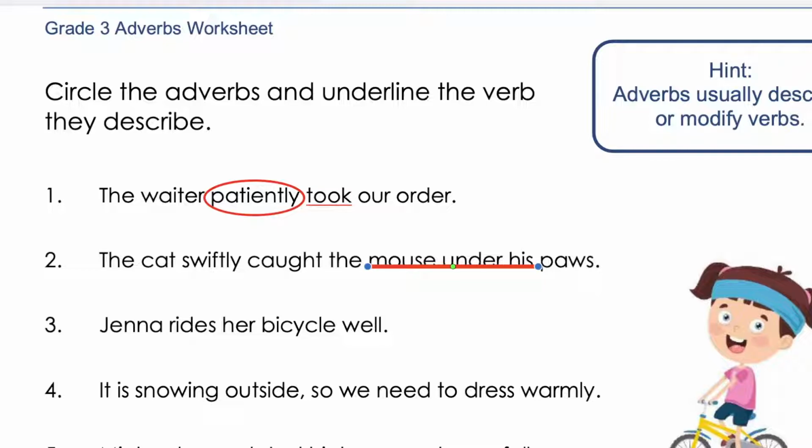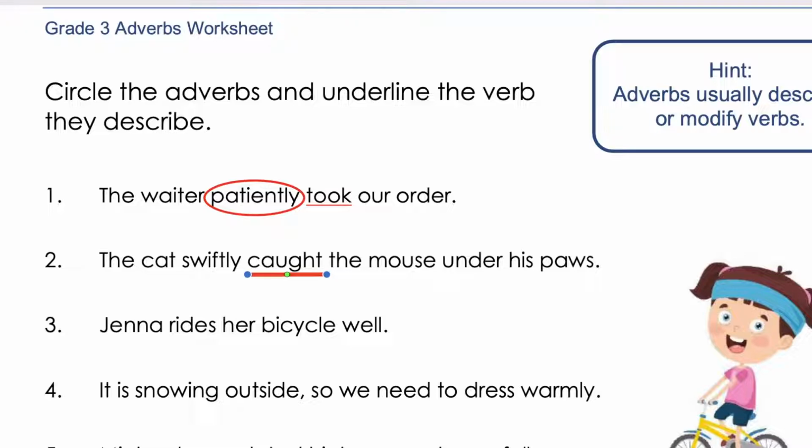verb for the next sentence. All right, so I've got my line ready. It's a lot thicker than the other one so you can see it better. The cat swiftly caught the mouse under his paws. Do you know what the verb is? The verb is caught, right?